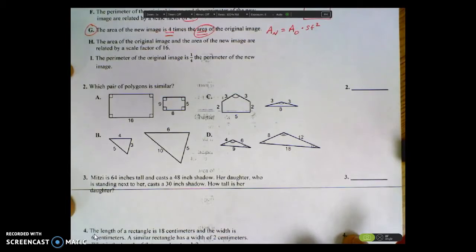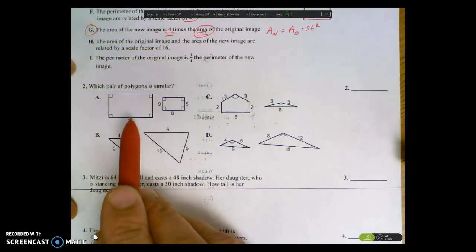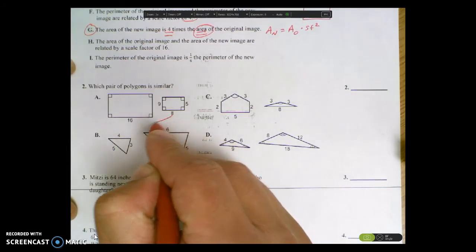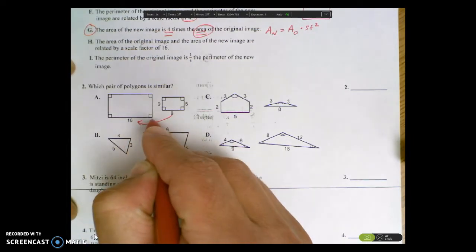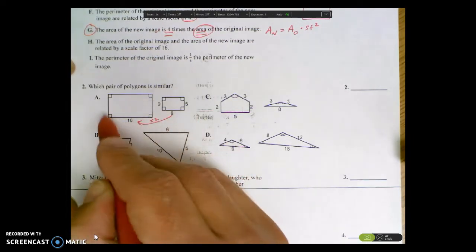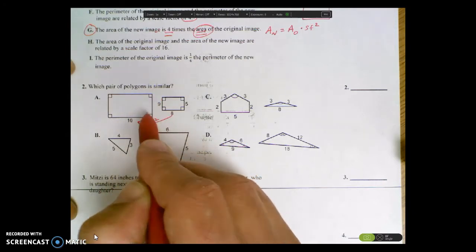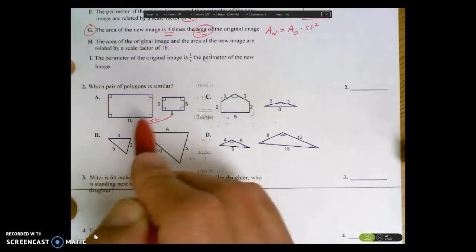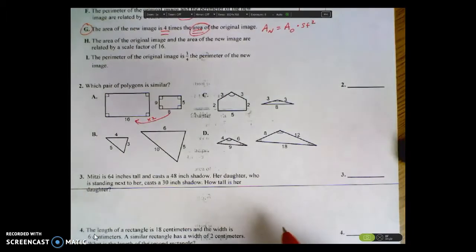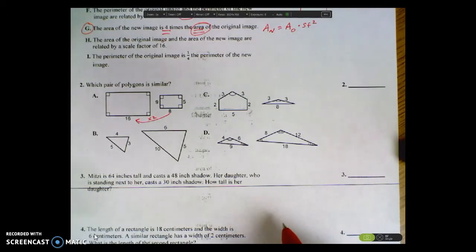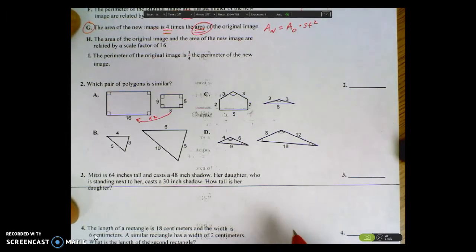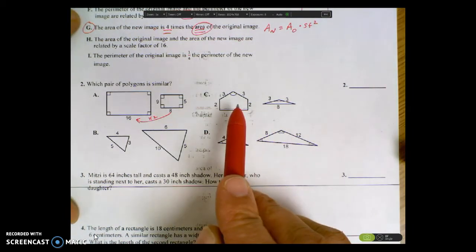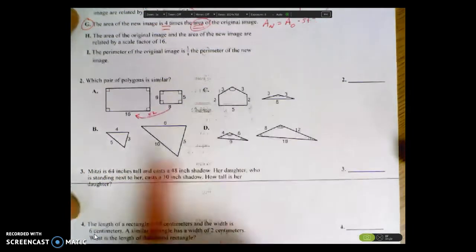Which pair of polygons are similar? So I'm going to look for corresponding sides. I always find it easier to look at the smaller one and go to the bigger one. To me that is a ×2, but I have no other information about this other part. Okay, so I got nothing else to work with, so I can't say that they're similar. Obviously these aren't similar because they're not the same shape.